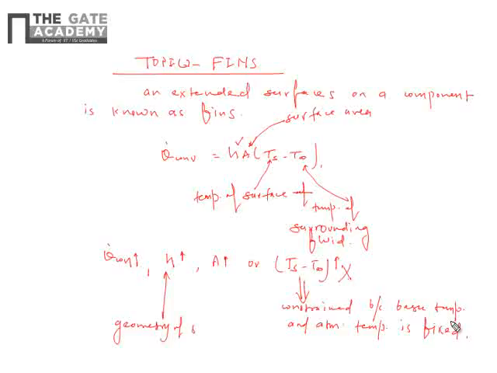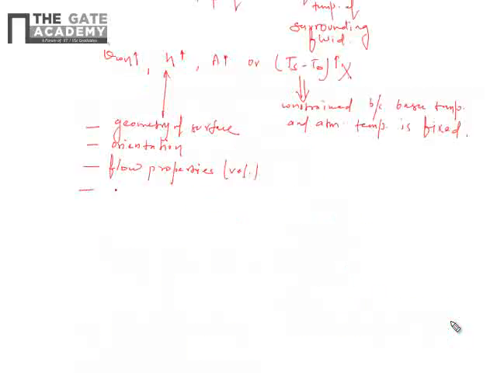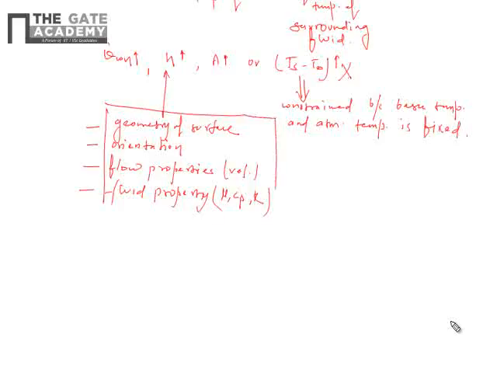So this is not a solution, and as we know, the convective heat transfer coefficient is dependent upon the geometry of the surface, orientation, flow properties, that is velocity, and fluid properties such as mu, which is viscosity, specific heat, and thermal conductivity. So it is very difficult to control the convective heat transfer coefficient.